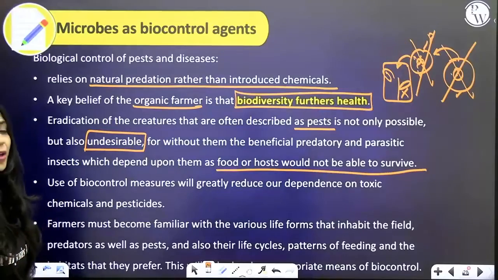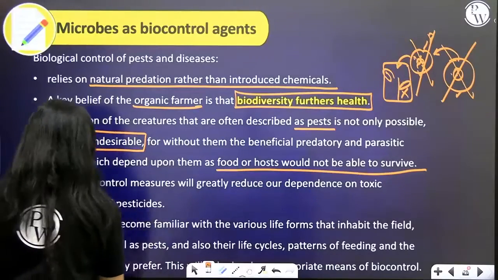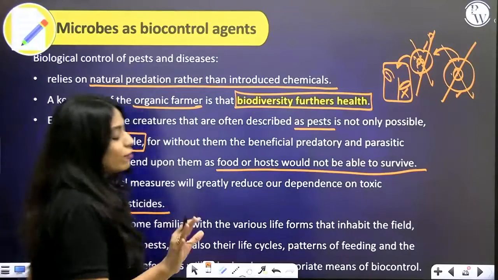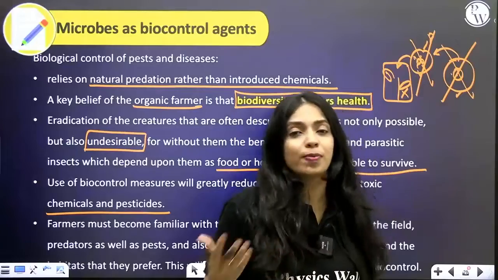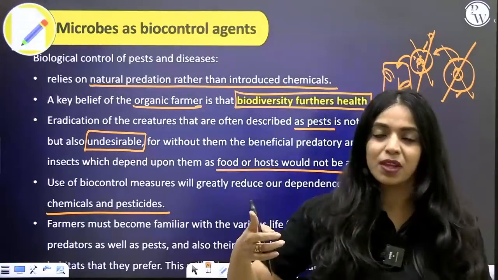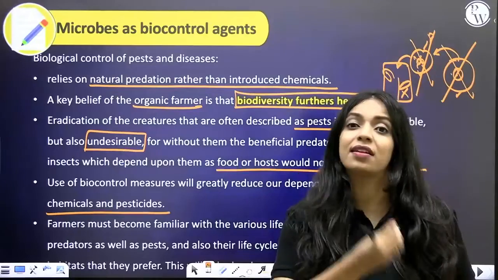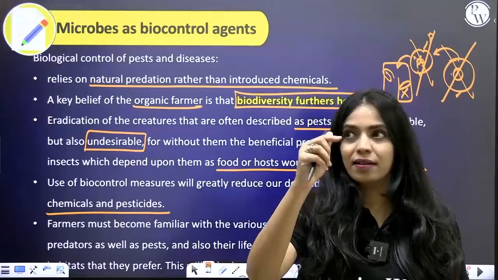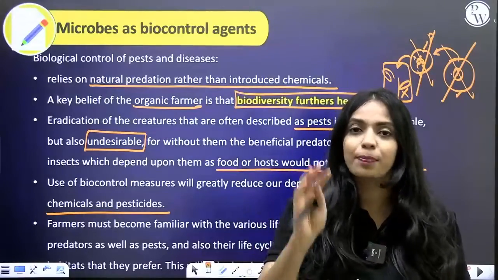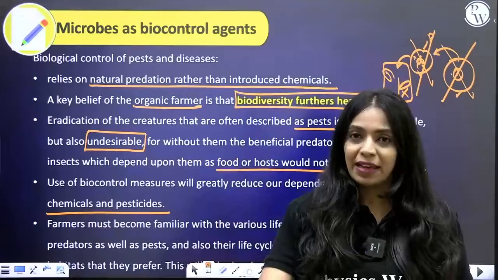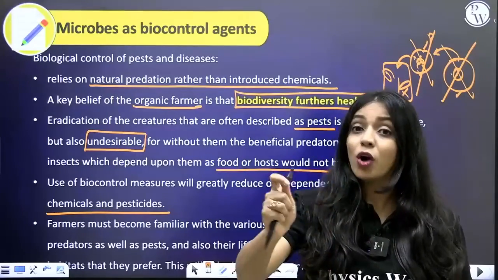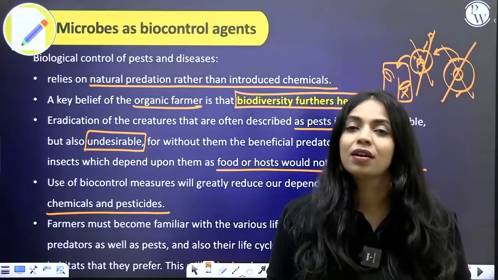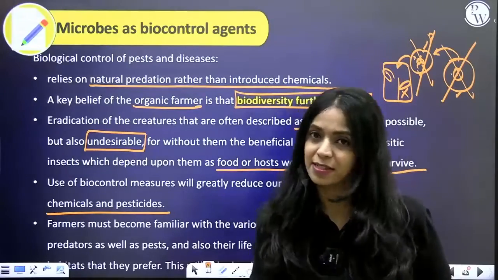As we start using biocontrol agents, our dependency on chemical pesticides that are very toxic will start getting reduced. So what farmers basically need to be aware of in order to use biocontrol agents is the life cycle of the insects that are acting like pests in their field. If you know about its life cycle, and what its natural predators are, then it's easier for you to manage your field without using any chemical pesticides, right?